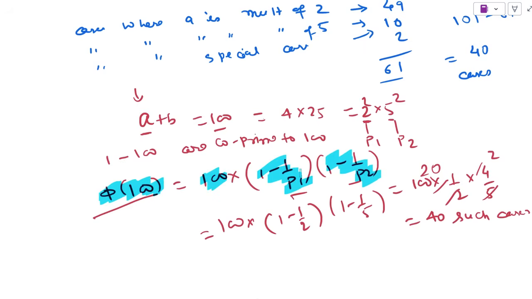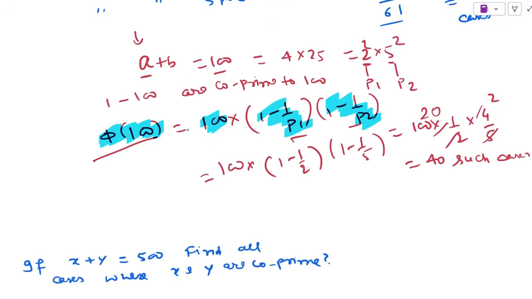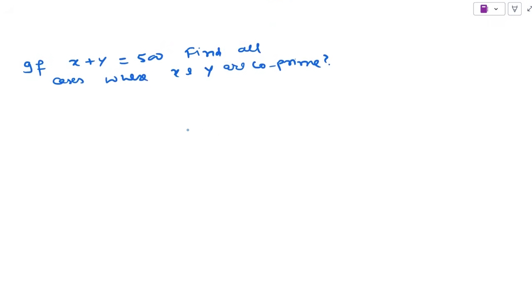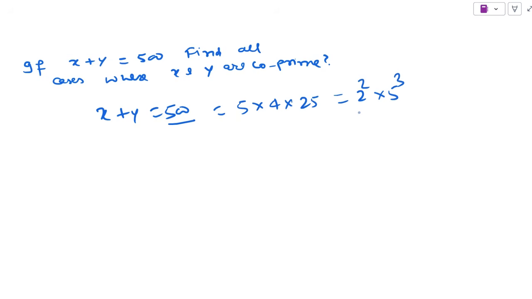And let us see some more questions on this concept. Okay, let's see. Now we will use whatever we have learned. So we have x plus y equal to 500. We just need to convert this as a prime factorization. So 5 into 100, which is 4 into 25. This can be written as 2 square into 5 cube. Only two prime numbers are being used in the factors, 2 and 5 again.